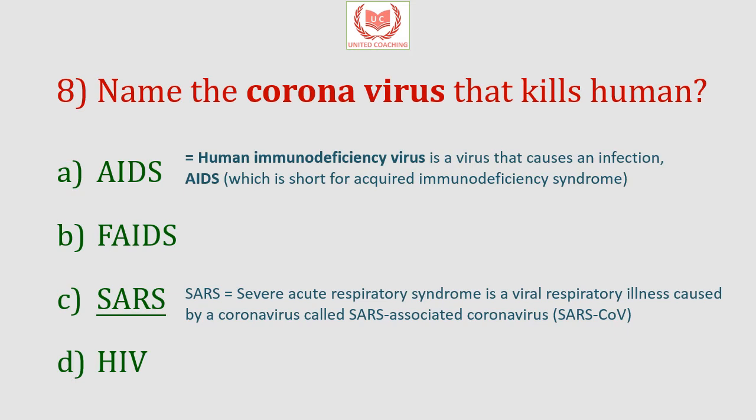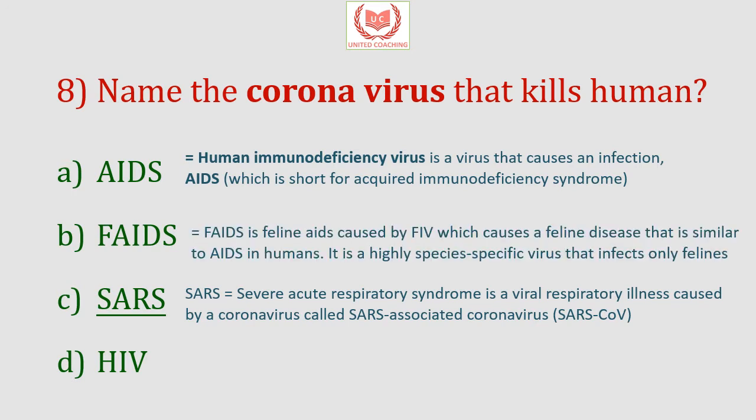Now how are AIDS and HIV related? HIV, that is human immunodeficiency virus, is a virus that causes an infection called AIDS, which is a short form of acquired immunodeficiency syndrome. And what is F-AIDS? F-AIDS is a feline AIDS caused by FIV, which causes a feline disease that is similar to AIDS in human, and it is highly species specific virus that infects only felines, that is cats.